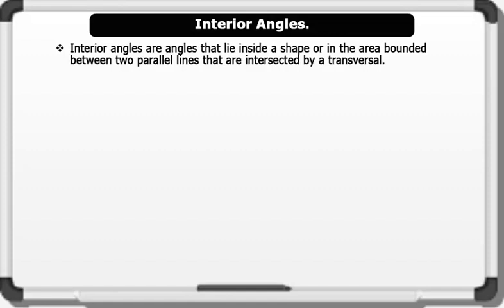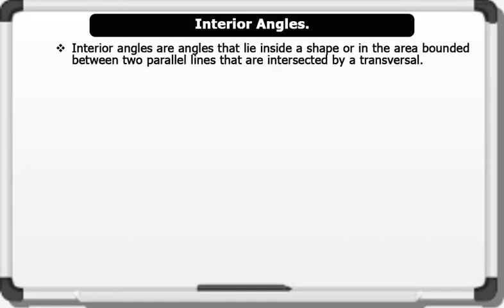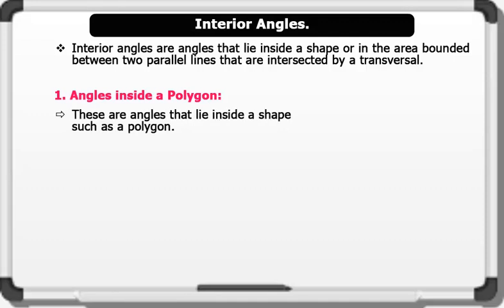Interior angles. Interior angles are angles that lie inside a shape or in the area bounded between 2 parallel lines that are intersected by a transversal. In geometry, interior angles are formed in 2 ways. 1. Angles inside a polygon. These are angles that lie inside a shape such as a polygon. An example is in the image below.